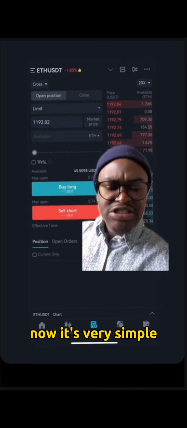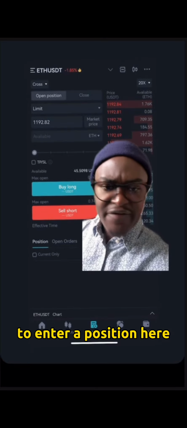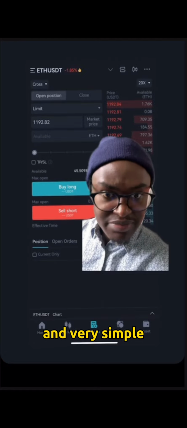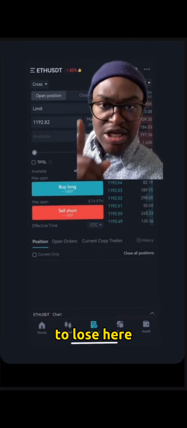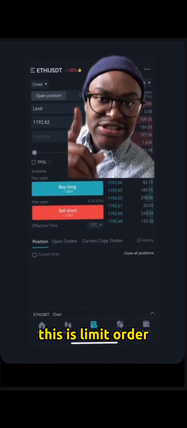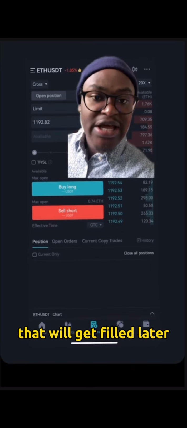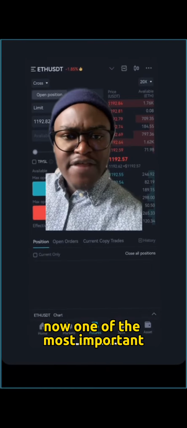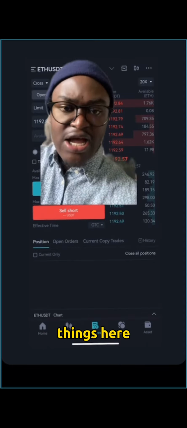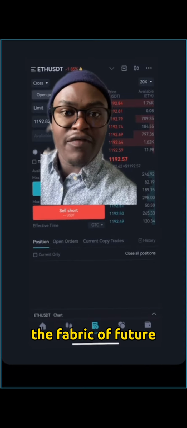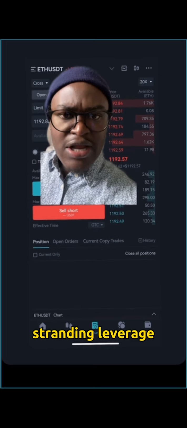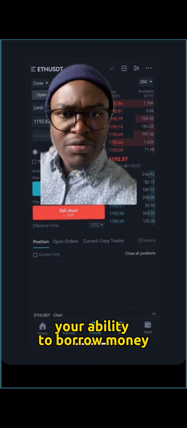Now, it's very simple to enter a position here, very simple to win and very simple to lose. Here you will see limit. Now this is a limit order. You are placing an order that will get filled later. Now, one of the most important things here is what makes up the fabric of futures trading: leverage, your ability to borrow money.